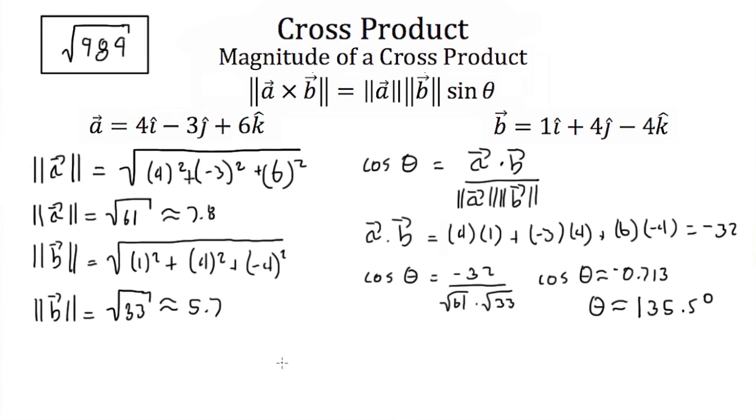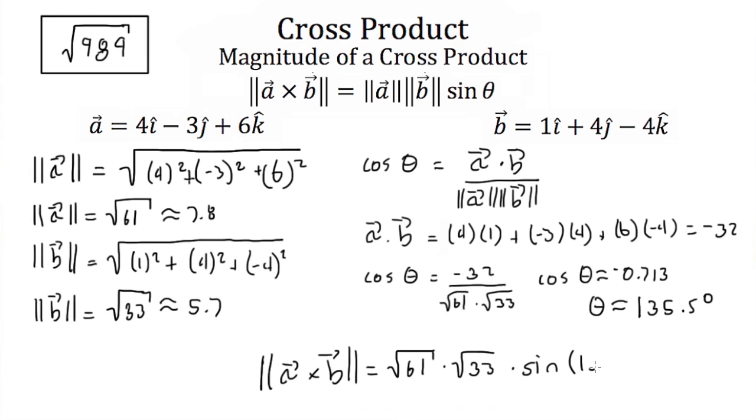So that means the magnitude of vector A cross vector B should be equal to the magnitudes of both of our vectors, so the square root of 61 times the square root of 33 times the sine of our angle, so the sine of 135.5 degrees. This should come out to be about 31.45, and this is exactly what the square root of 989 is equal to.